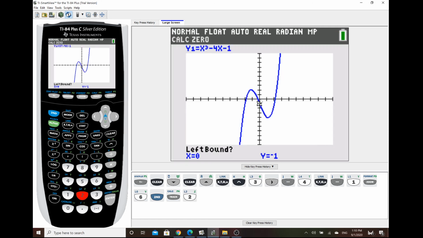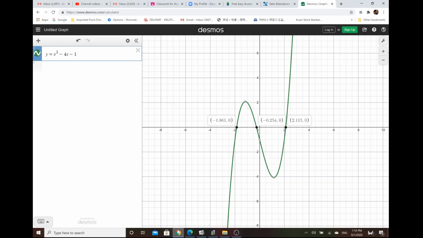So the first one is somewhere around here, so let's just move the point. I just click that, the left cursor. So all the way back here, above the x-axis. And then click enter. And then the other one is down below the x-axis. Click that, enter. And then press enter once again. And that's the first zero. It's negative 0.254. And compared to the one that we have on Desmos, it's the same thing. And then for the other two x-intercepts, you can just follow through the same process.